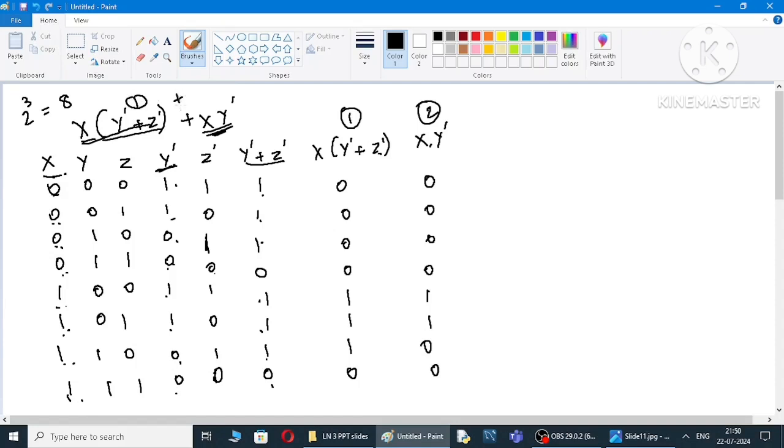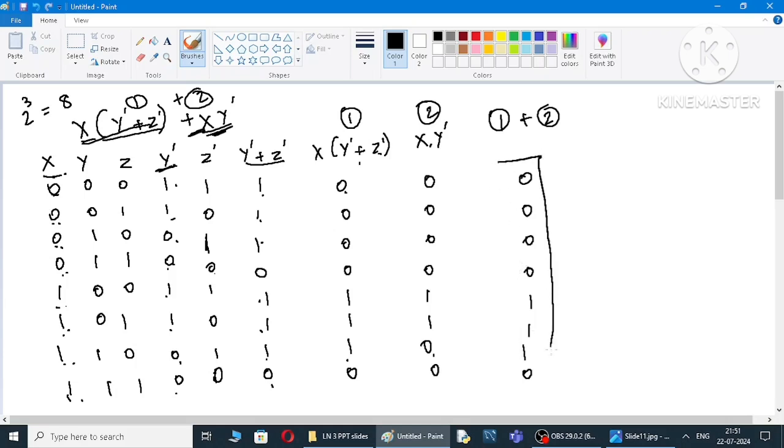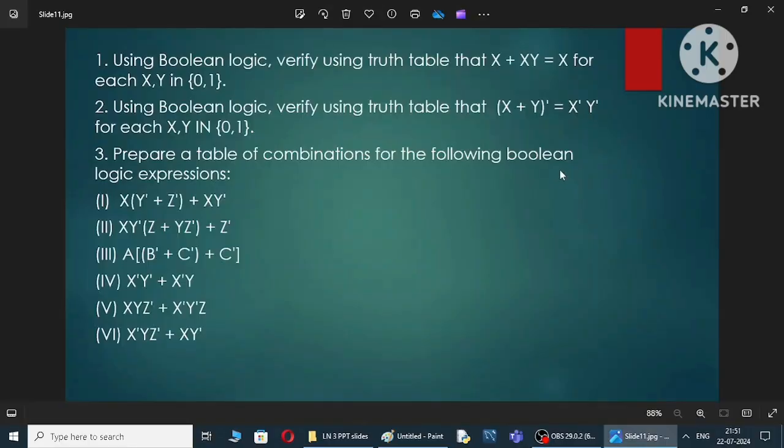So 1 plus 2 will give the final expression, because you need not write the entire expression here. So 1 plus 2 will give the final answer because this is plus. So 0 plus 0, 0, 0, 0, 0, 1, 1. Here 1 plus 0 is 1, 0. So this is the final answer. So this is how you draw a truth table for a given expression. Okay. We'll see one more example.